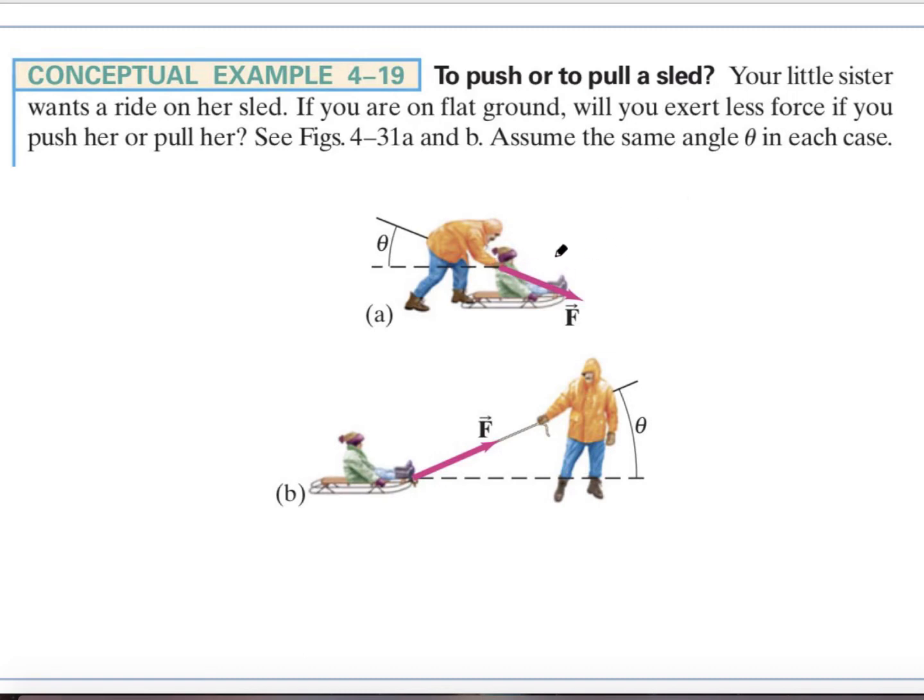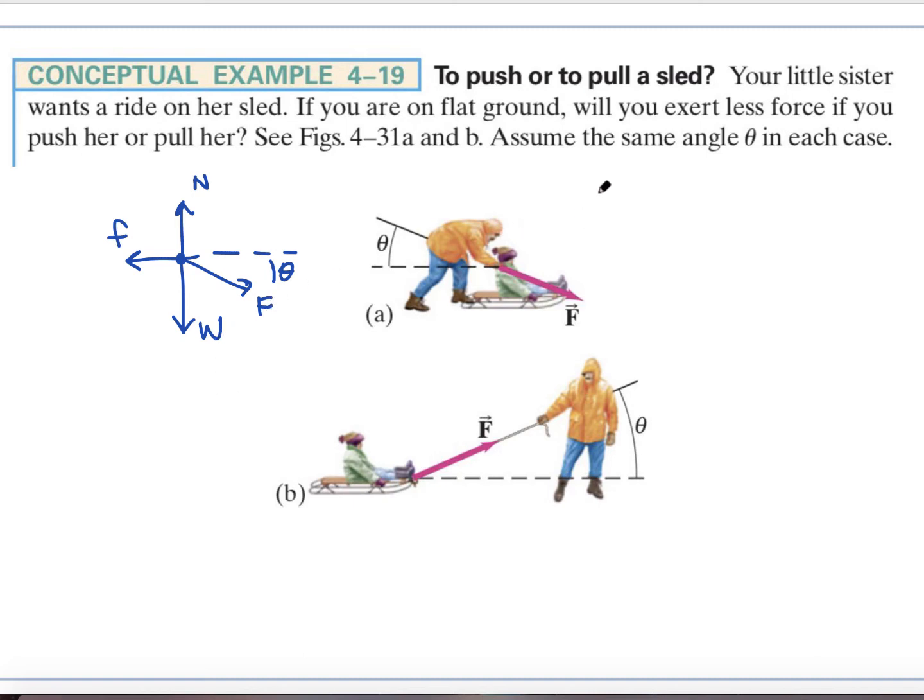So in A, I have a free body diagram that would look like, all right, here is the weight of my sister. We'll just say weight. And there's a normal force acting upward. And then I have a pushing force that is F. And so this is at some angle theta. And then I have a friction force that is acting reverse of that.